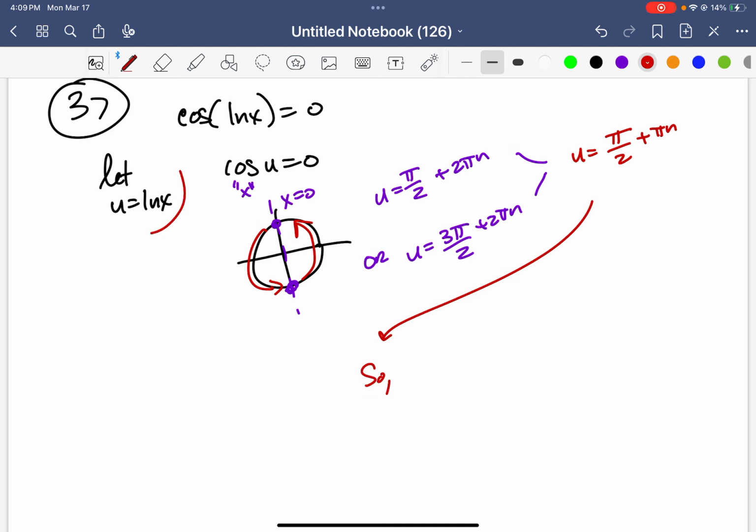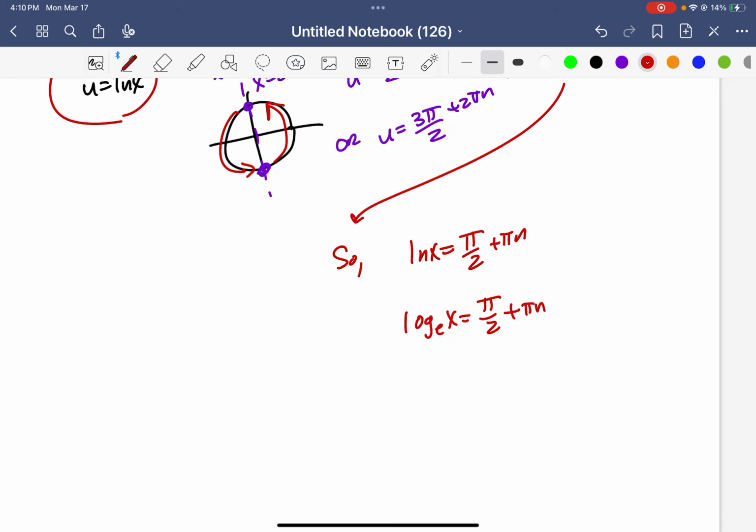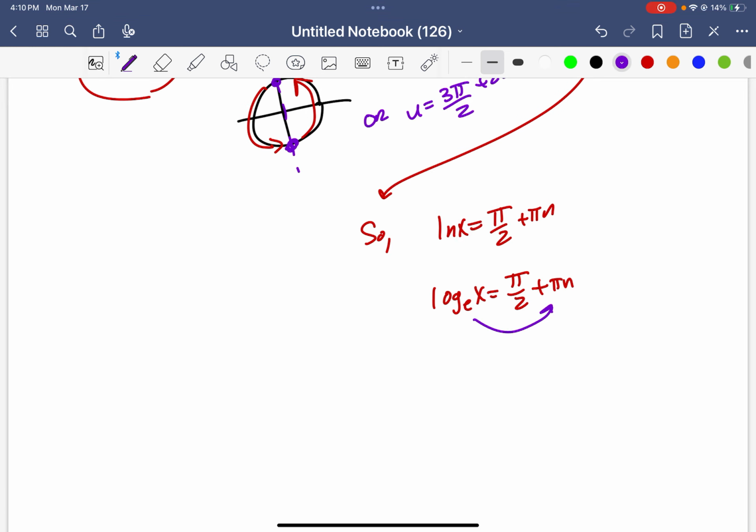So remember, I can substitute back. That means that natural log of x was equal to pi over 2 plus pi n. But this is log base e of x is equal to pi over 2 plus pi n. And so that means that e to the this is equal to that. So e to the pi over 2 plus pi n is what my x is equal to. And I'm done.